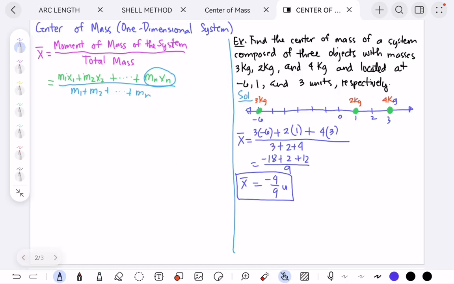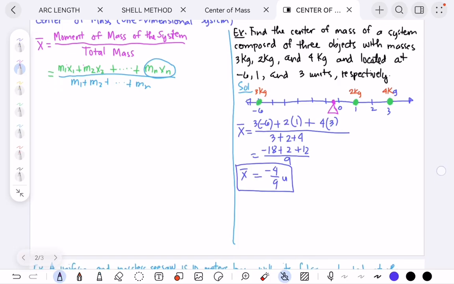So it's somewhere here, this point. The system will balance if you place the fulcrum here. All right, let's look at another example.